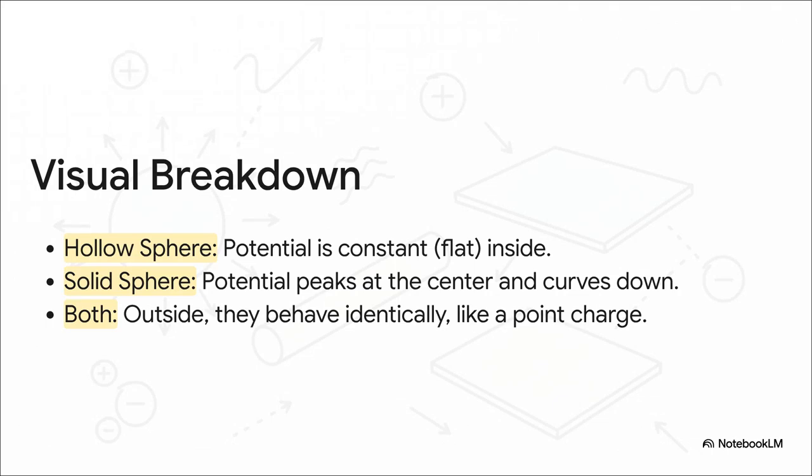So let's break it down. For the hollow sphere, you see that perfectly flat potential inside. It's like a plateau, which then starts to drop off once you hit the surface. For the solid sphere, the potential starts at its absolute peak value at the center and then curves down like a parabola until it hits the surface. And notice, once you move past the radius A, both curves just merge together and become identical. They both behave just like a simple point charge.